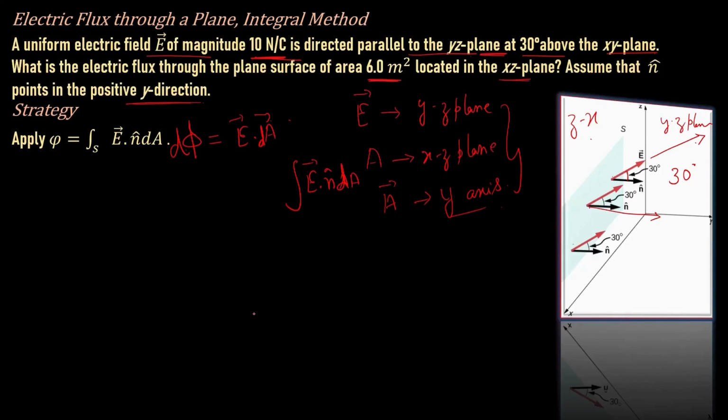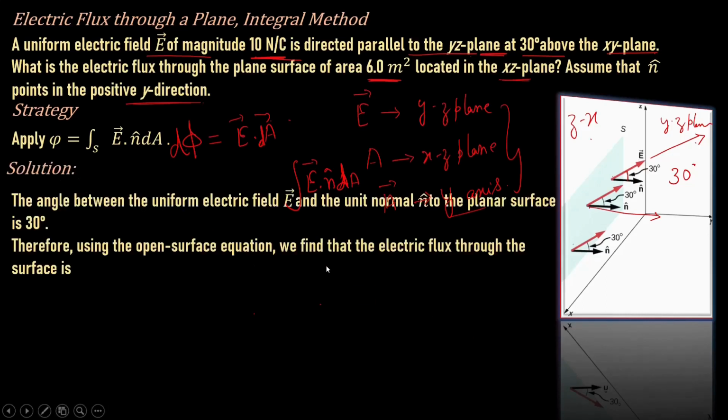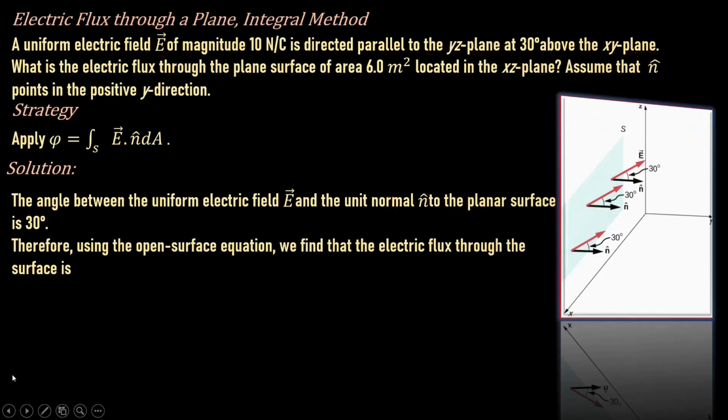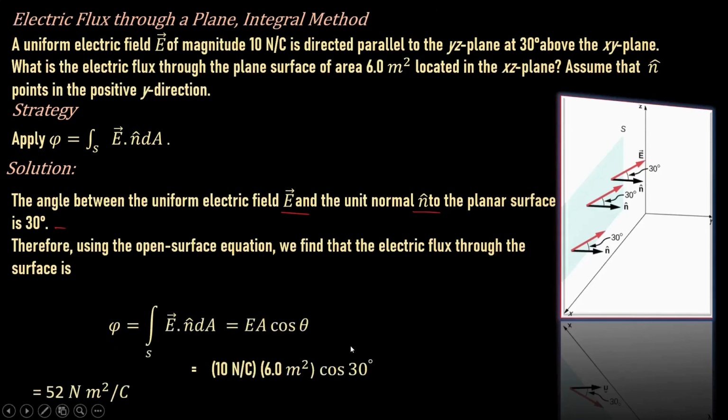This time the magnitude of the electric field and the area vector are fixed. Now the angle between the electric field and the normal vector is 30 degrees. Therefore, again using the open surface equation, the flux is equal to the integration of E dot dA, that is EA cos theta. Now the only thing left is to put in the magnitudes. This part I have already explained. So putting the magnitude of the electric field as 10, and the magnitude of the area as 6 meter square.